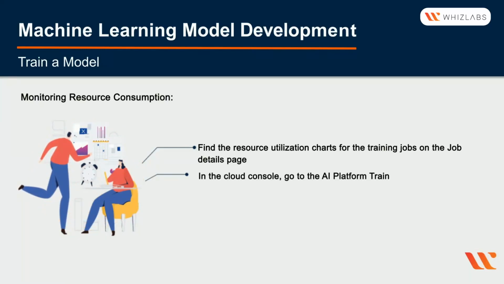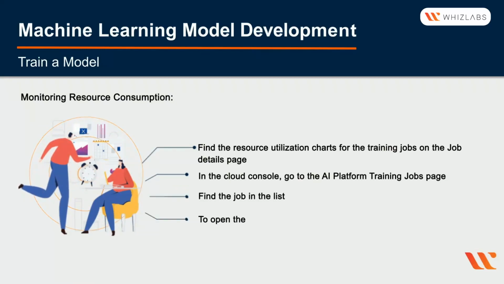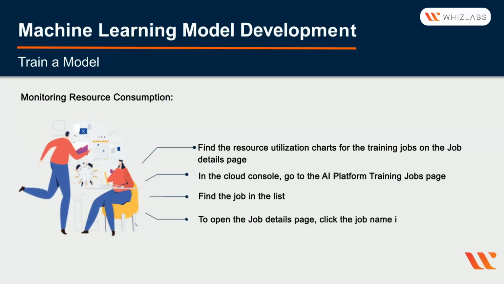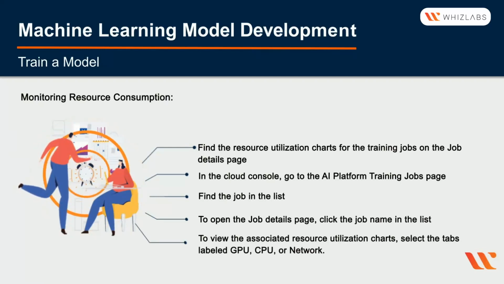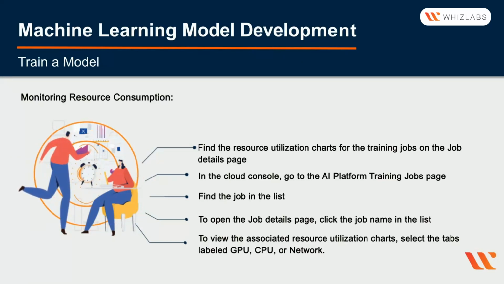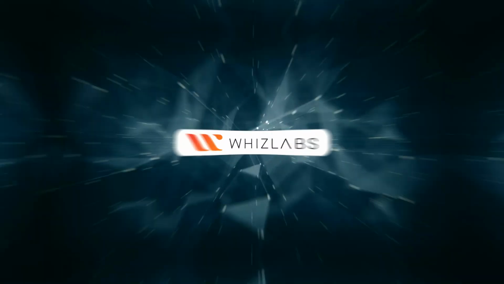Go to the AI Platform training jobs page in the Cloud Console. Find the job in the list. So click the job name in the list to open the job details page and select the tabs labeled CPU, GPU or network so that you can view the associated resource utilization charts.